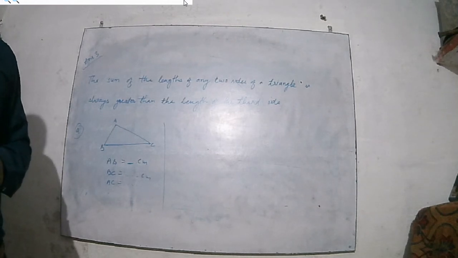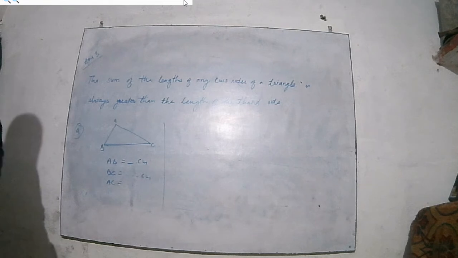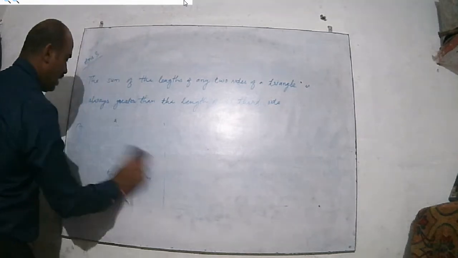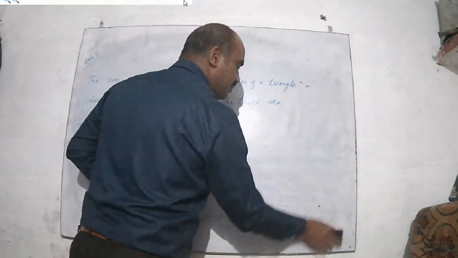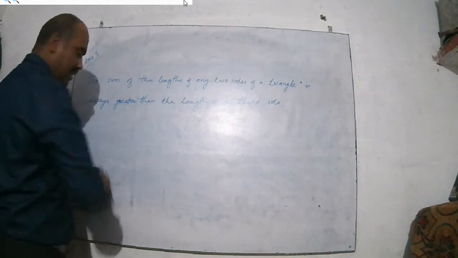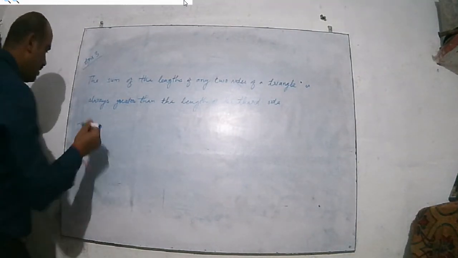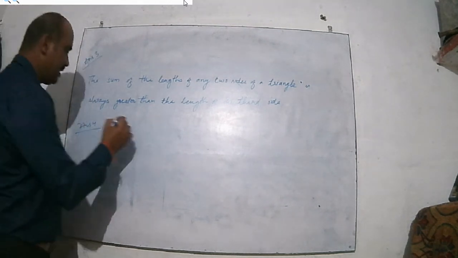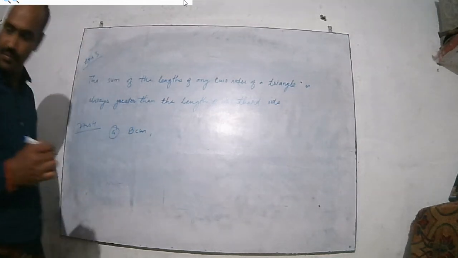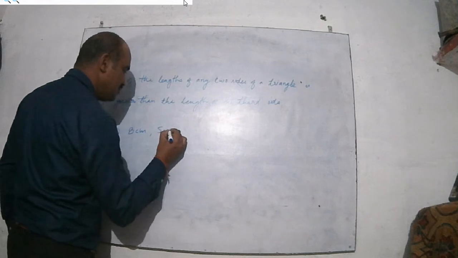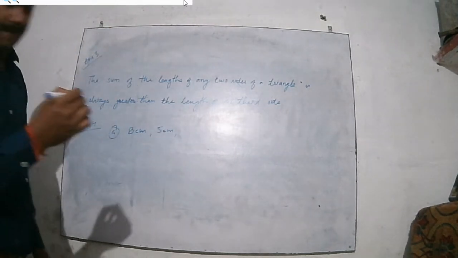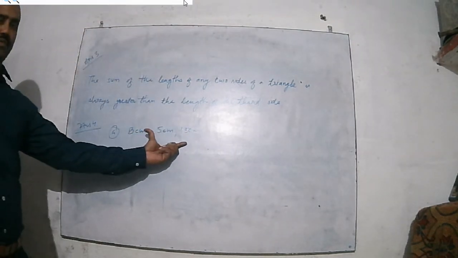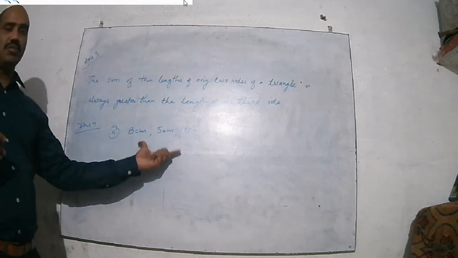It is possible to form a triangle by three line segments of the following lengths. Here question number 4 is given. Now let me check if it is possible to make a triangle if this type of measures are given. Suppose A is given here: 8 centimeter, 5 centimeter and 15 centimeter. Is it possible to make a triangle?